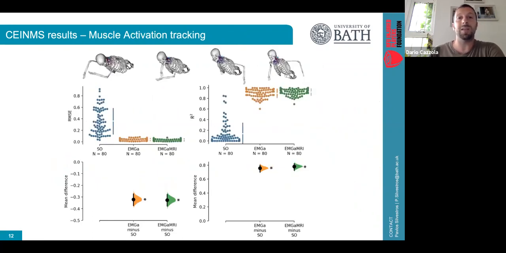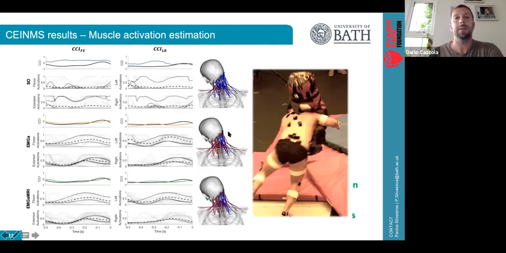If we move towards the second metric, which is the tracking of the actual EMG signals that we measured, so the experimental data, we can see that clearly the EMG-assisted approaches are outperforming the static optimization, with statistical differences both in terms of the RMSE and the R squared here, with very high R squared with respect to the static optimization.